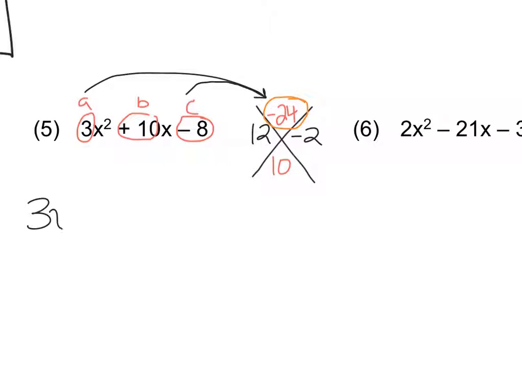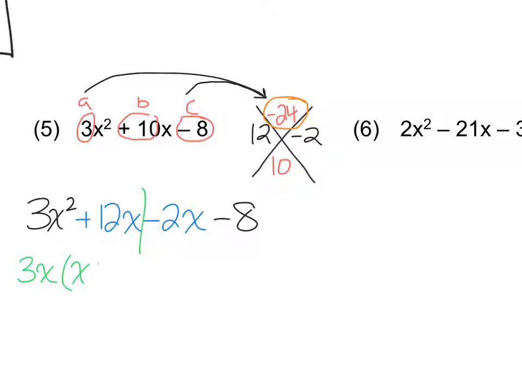So 3x squared. I'll change the color a little bit. So plus 12x minus 2x minus 8. Partition it down the middle. Let's pull out a GCF. We'll have a 3x times x plus 4. The other part should also have an x plus 4.